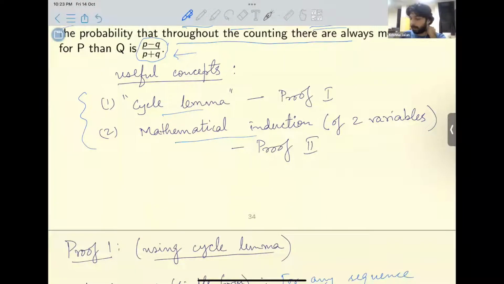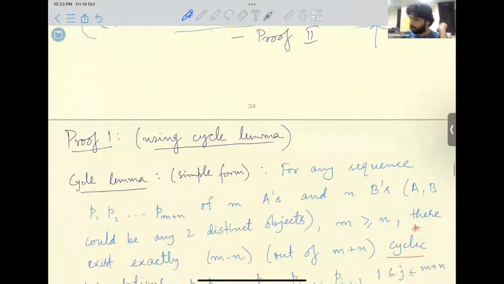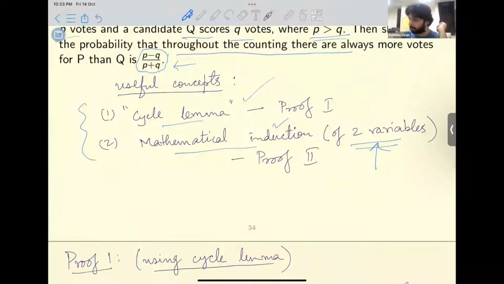One uses something called the cycle lemma. I'll explain what that is. And the other one is mathematical induction. Yesterday there was a question on mathematical induction, so I'll get into what mathematical induction is. But here we will use mathematical induction for two variables. I hope everyone is in class 9 and 10 now, or maybe class 11 students also. If you have access to R.D. Sharma's class 11 book, there is a problem on mathematical induction containing two variables. You should check it out. So I'll be using mathematical induction of two variables.